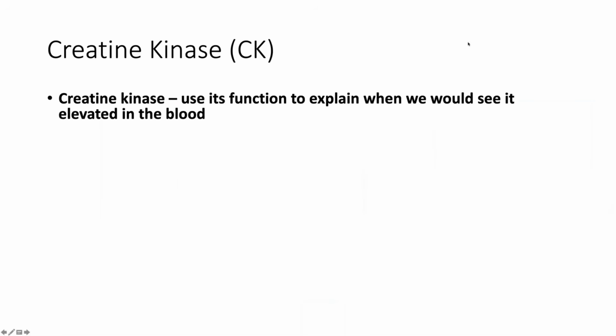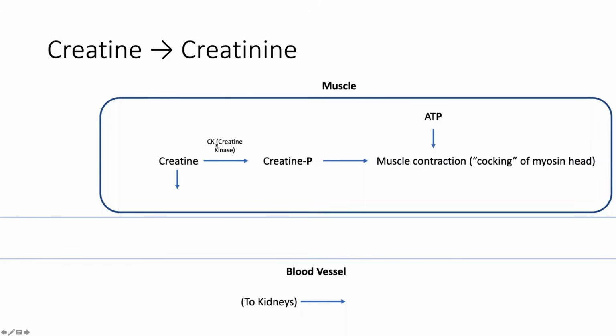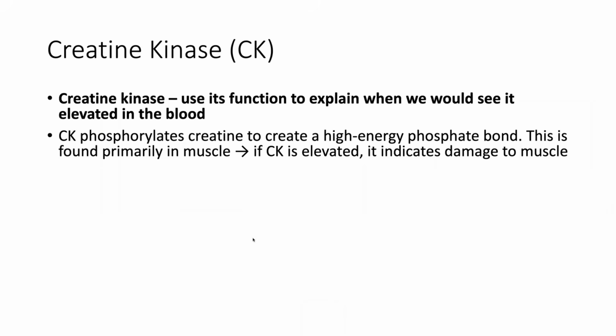So Deb, using the function of creatine kinase, I want you to explain when we would see it elevated in the blood. Why do we use it? During muscle contraction? Not muscle contraction, right? Because it's an enzyme. So think about it. It is an enzyme that is inside the muscle. In other words, when would the enzyme, instead of being inside the muscle, be outside of the muscle and measurable in the blood? Muscle breakdown, muscle necrosis. So CK phosphorylates creatine to create high energy phosphate bonds. We already talked about this. This is found primarily in muscle. So if CK is elevated, it indicates some sort of necrosis or damage in muscles.